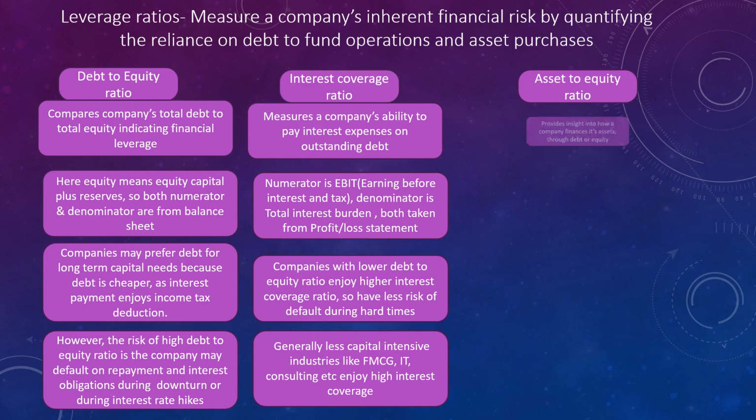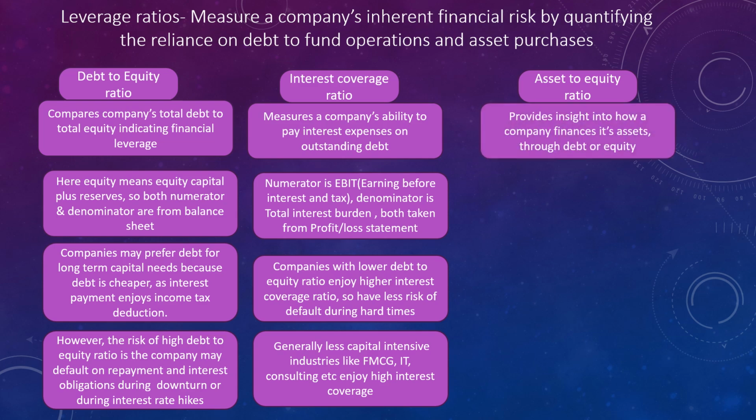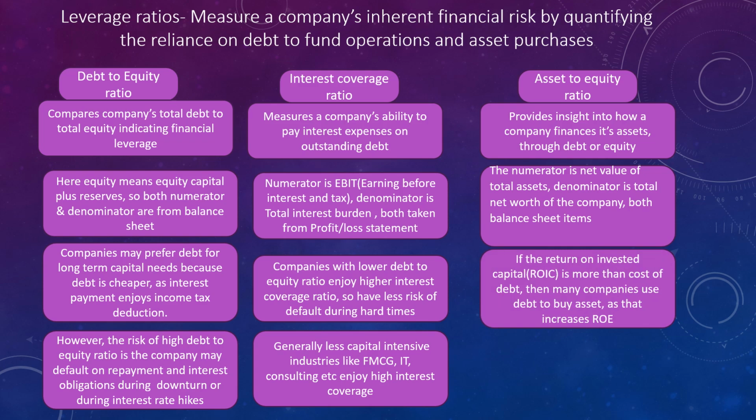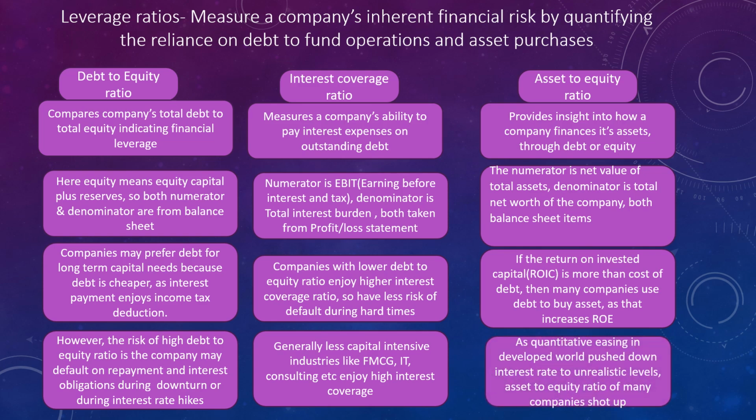Asset to equity ratio provides insight into how a company finances its assets through debt or equity. The numerator is the net value of total assets. Denominator is the total net worth of the company, both balance sheet items. If the return on equity or return on invested capital is more than the cost of debt, then many companies use debt to buy assets, as that increases the return on equity. As quantitative easing in the developed world pushed down interest rates to unrealistic levels, asset to equity ratio of many companies shot up.